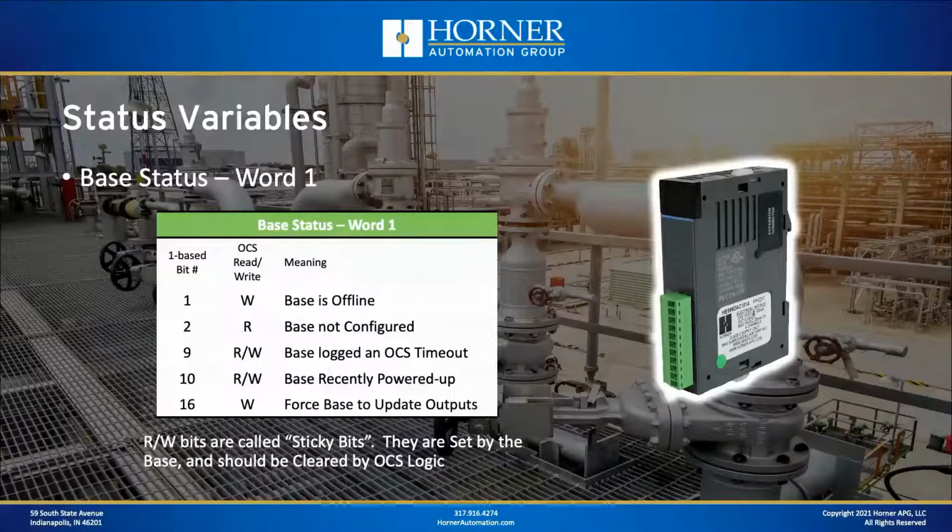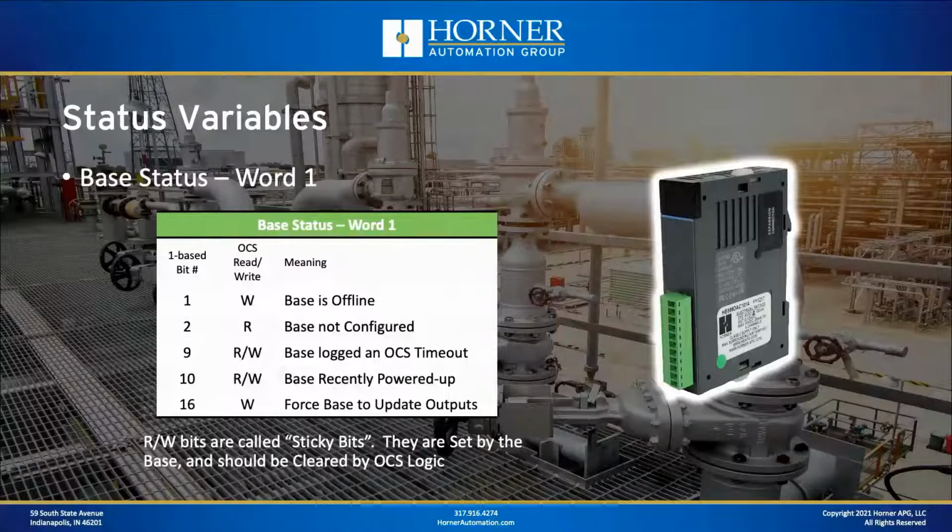Ignore the fact there's a module photo there on the slide. There are effectively 5 bits that are meaningful. There's a bit that indicates that the base is offline, where the OCS can't talk to the base. So that is status that the OCS updates. There is also status that says the base is not configured.